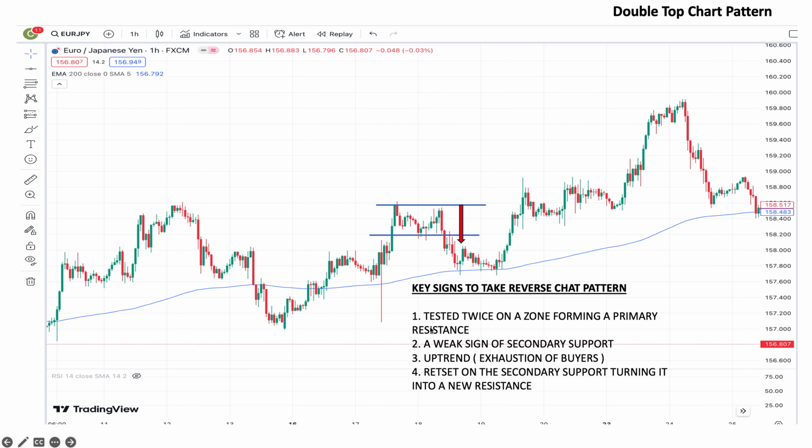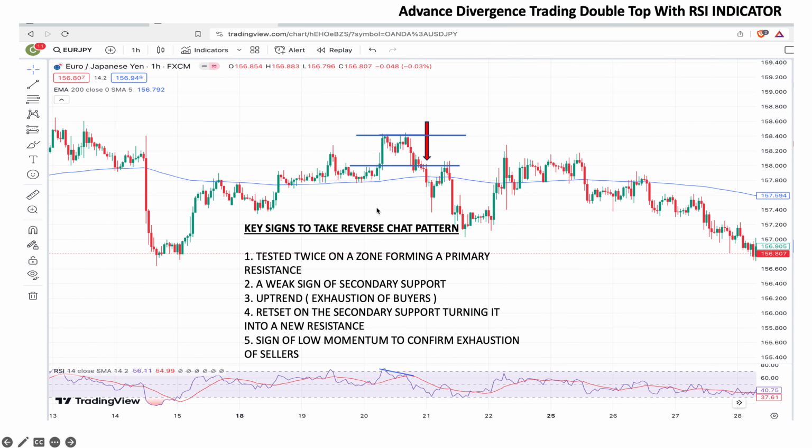So remember, what are the key signs to take a reversal chart pattern? First, it has to have tested twice on the zone, forming a primary resistance. Secondly, a weak sign of secondary support. Thirdly, you must be in an uptrend. It signals an exhaustion of buyers. And fourthly, it has to retest the secondary support, turning it into a new resistance.